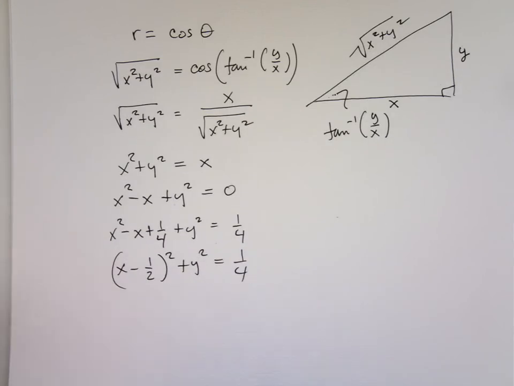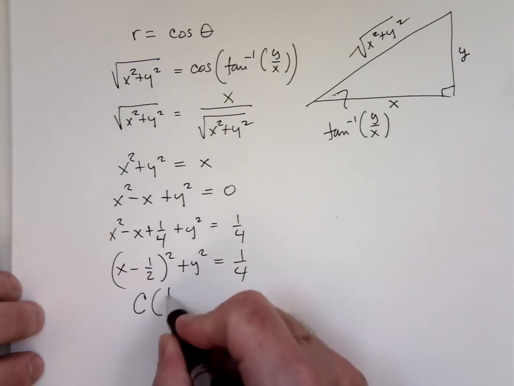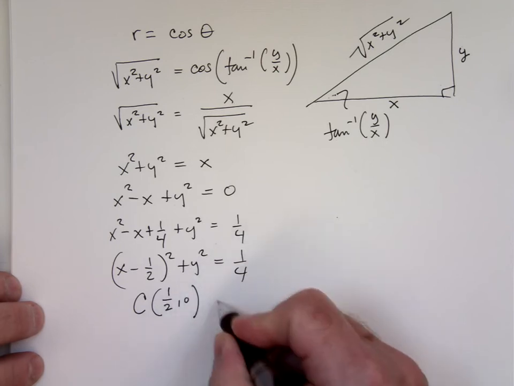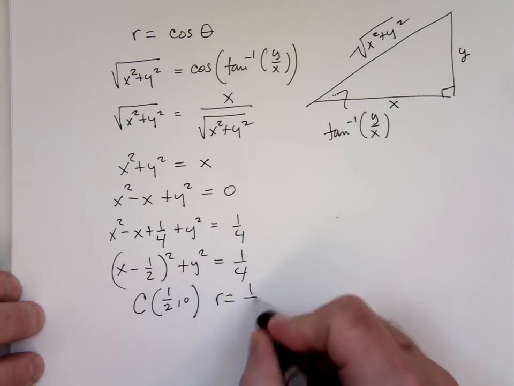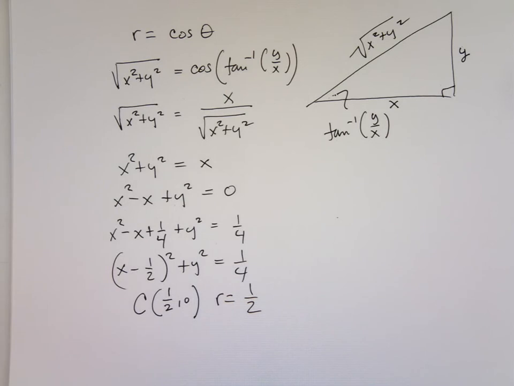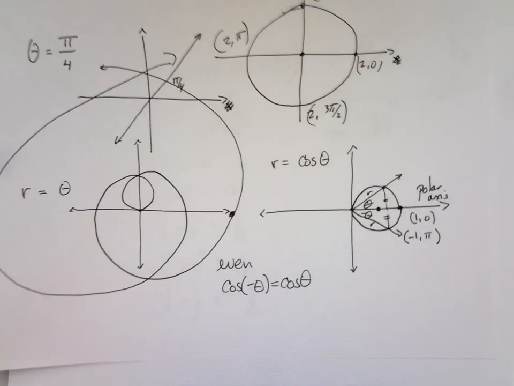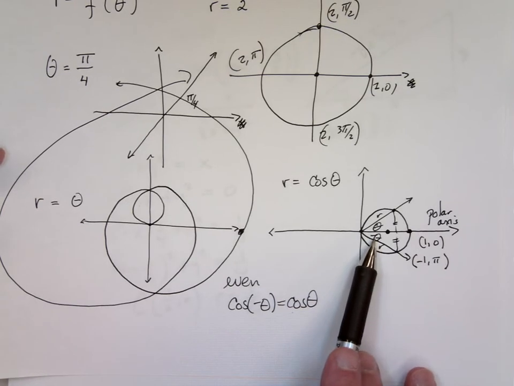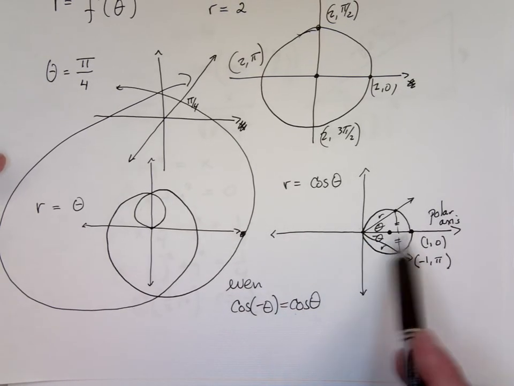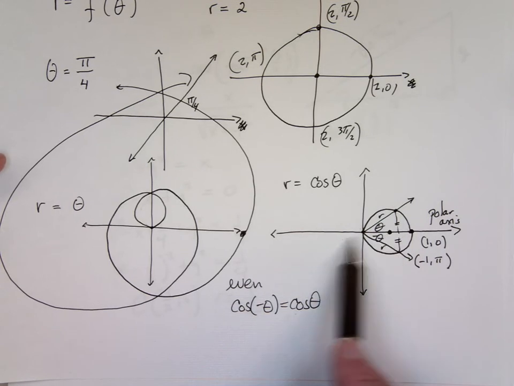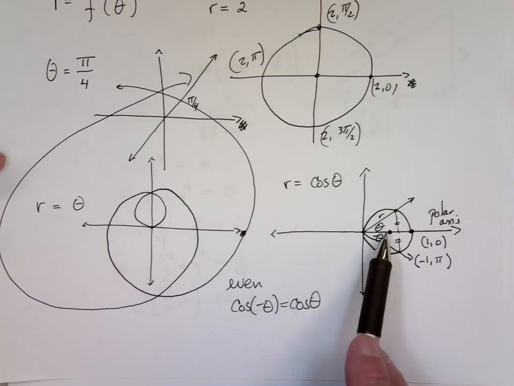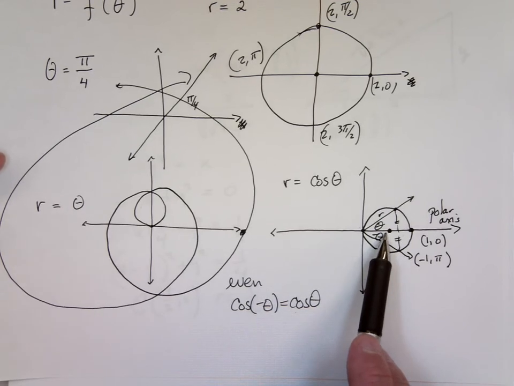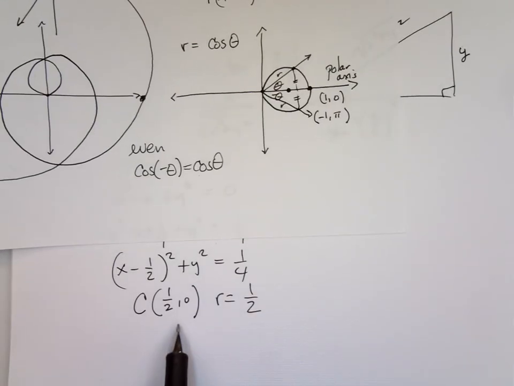Obviously, we have a circle whose center is 1/2, 0, and whose radius is 1/2. And guess what? When we did it in polar coordinates, what did we get? We got this circle whose diameter here is 1, whose radius is 1/2, and whose center is 1/2, 0, in a rectangular coordinate system, which is exactly what we have here. That's the long way.